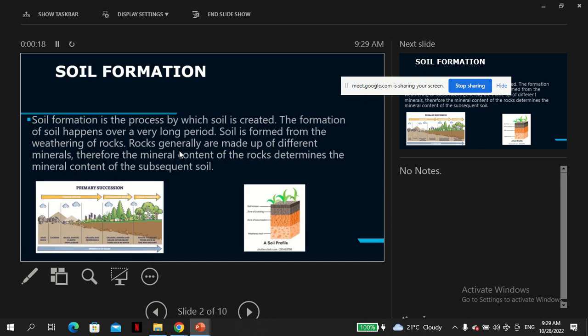Basically, soil is formed through the process we call weathering. So soil formation is the process by which soil is created. The formation of soil happens over a very long period of time, in fact normally over millions of years.